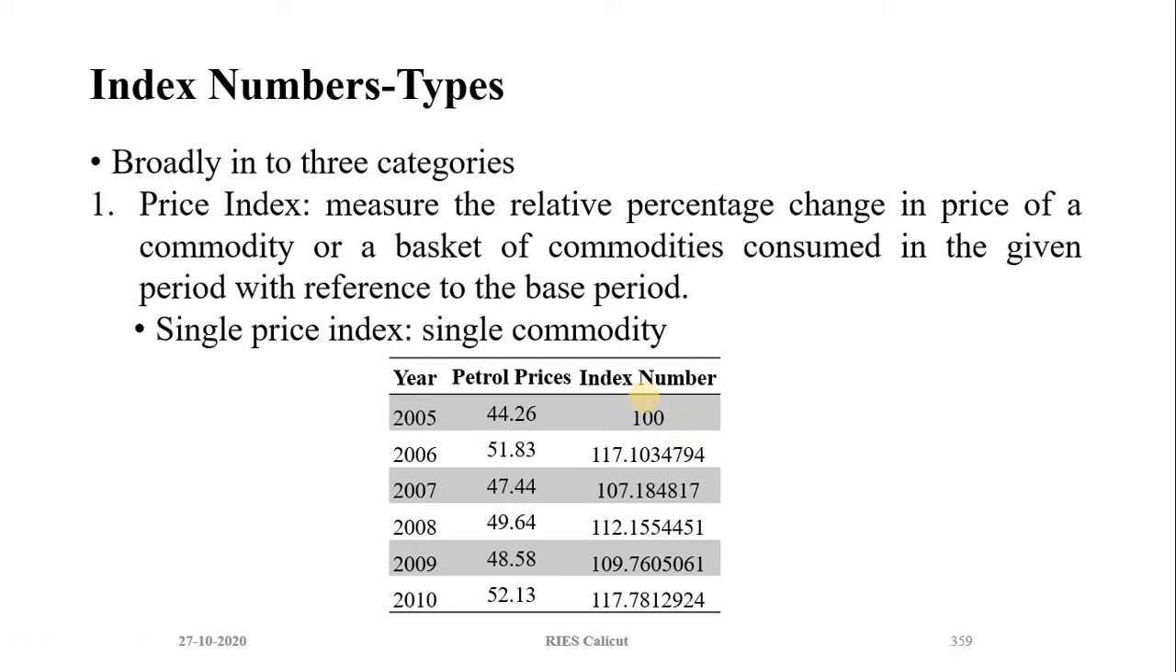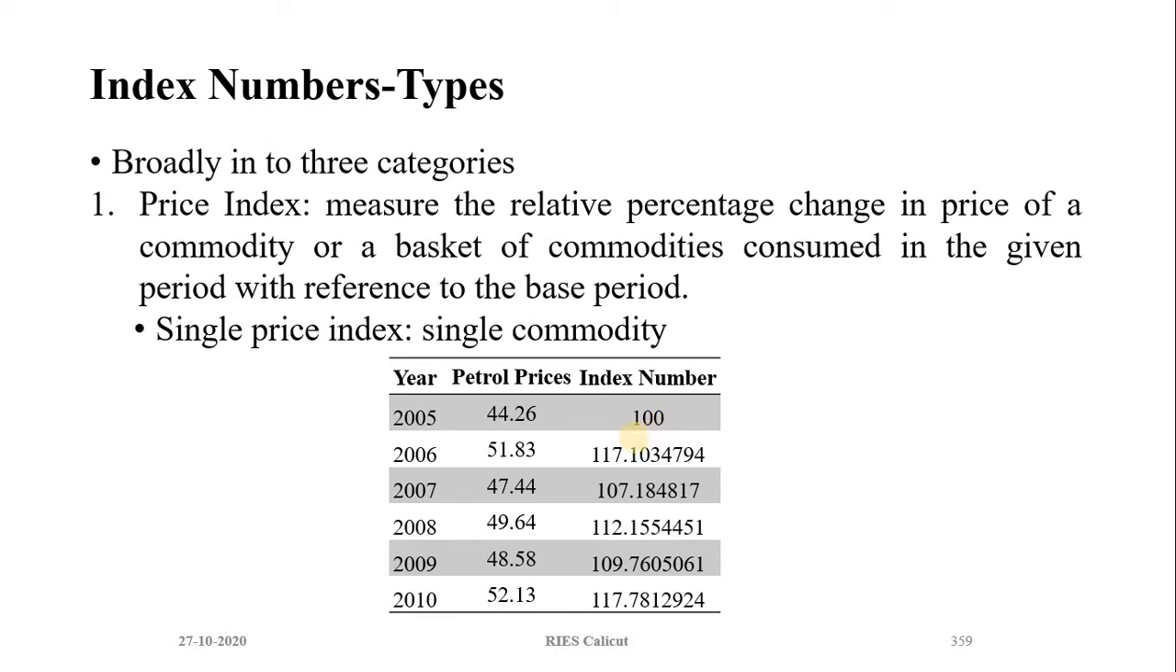Now if you look at what you can see here, 2005 to 2006, we are comparing the prices between 2 years for one commodity. Here the one commodity is petroleum products or petrol prices. Between 2005 and 2006, the petroleum price has increased to 117, which means a 17.10 percentage increase.